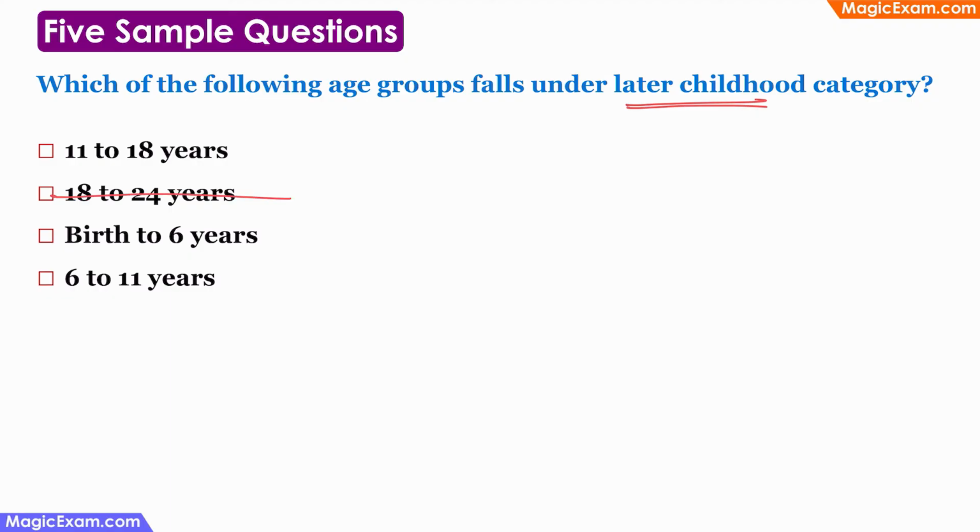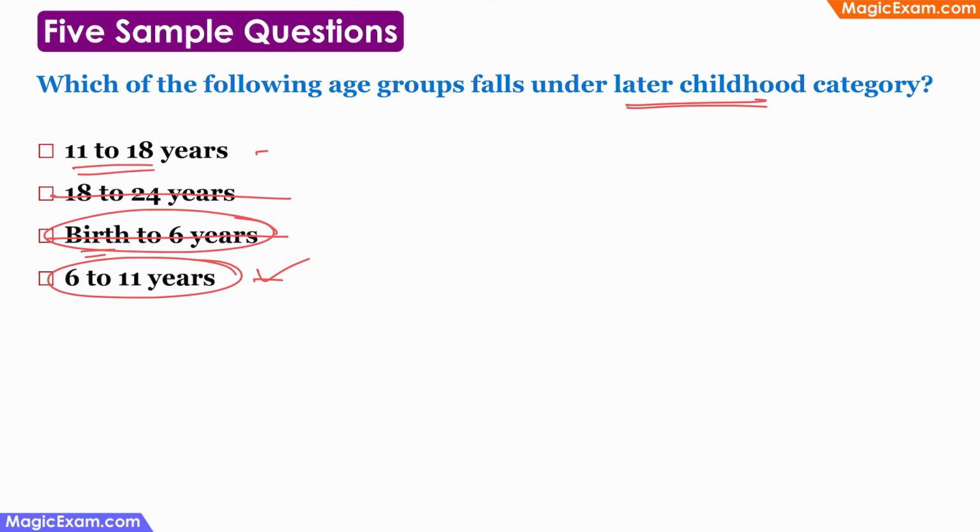Next, we have 3 options. The first one is birth to 6 years. Now, birth to 6 years has to be early childhood. It cannot be later childhood because the child is just born. Therefore, this has to be early childhood. So we'll eliminate this. Now we have 2 options. There is option 1, which is 11 to 18 years, and then there is 6 to 11 years. So if birth to 6 years is early childhood because the child is just born, then 6 to 11 years has to be later childhood. So this is the correct answer.